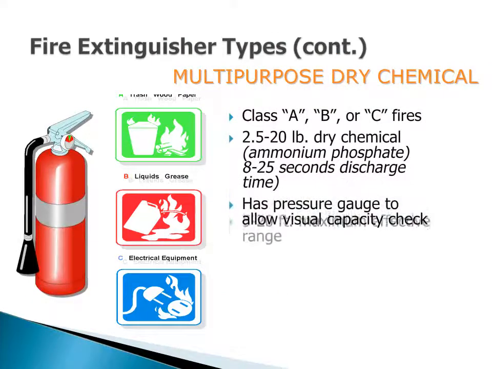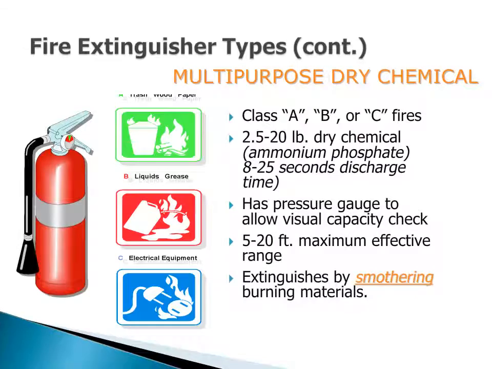Multi-purpose dry chemical. This fire extinguisher is used for class A, B and C fires. 2.5 to 20 pounds of dry chemical powder, ammonium phosphate, will discharge in 8 to 25 seconds. Has a pressure gauge to allow visual capacity check. 5 to 20 feet maximum effective range. Extinguishes by smothering burning material.